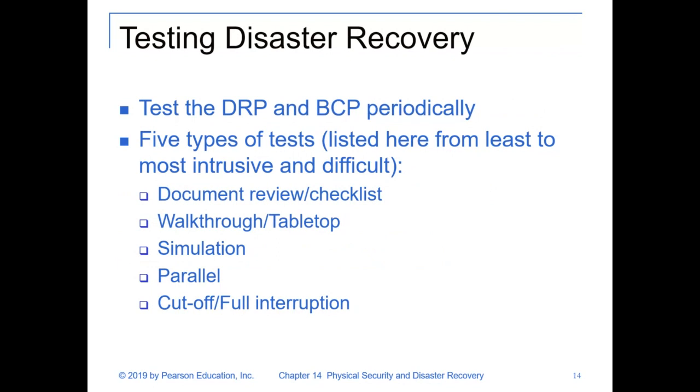You want to test your disaster recovery plan and your business continuity planning periodically. Now we see here we've got 5 types of tests. They're listed from least to most intrusive and difficult. So the document review checklist. All right, so this type of testing is usually done by an individual. This is where you simply review the disaster recovery plan or the business continuity plan and make sure everything's checked off, everything is covered.